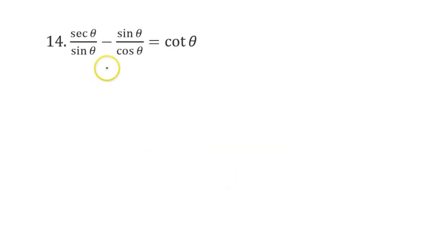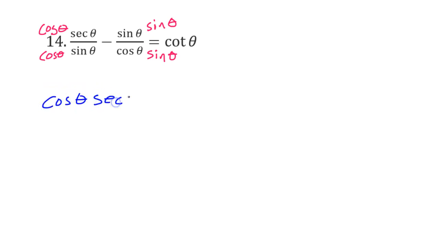Okay, how about number 14? Well, whenever you have a fraction, you usually want to get like denominators and add those together. So in this case, I'm going to need to multiply by cosine in the numerator and denominator here, and multiply by sine theta in the numerator and denominator here. That way I will have cosine, sine, cosine, sine. The denominators are now the same. So that is going to give me cosine theta secant theta.